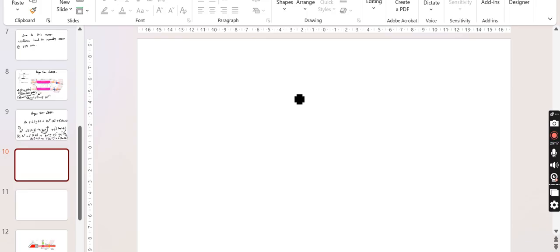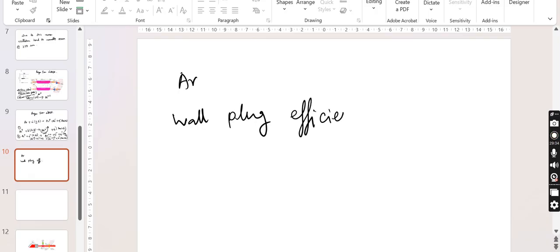And because we are using argon gas, which is a neutral gas in general, the wall plug efficiency of this laser is very low. It can be between 0.01% to 0.001%.